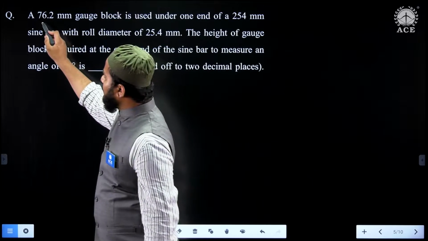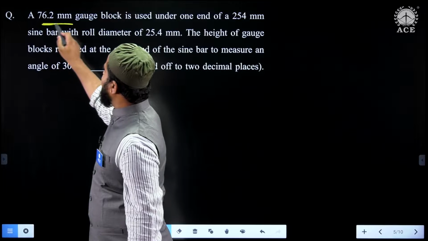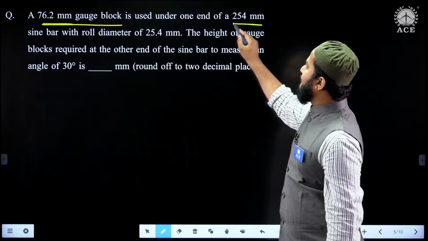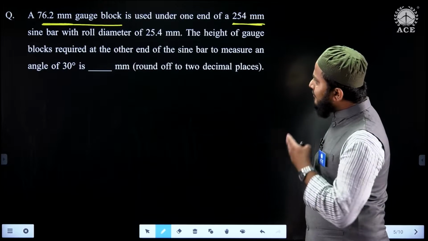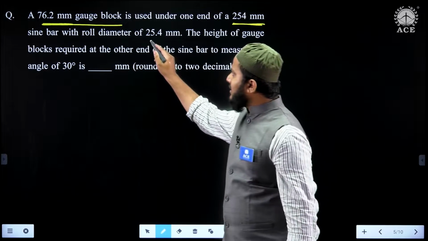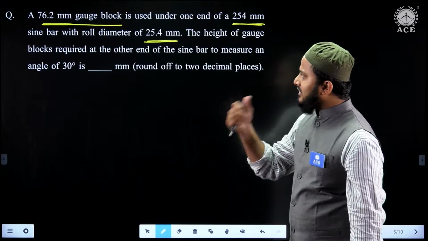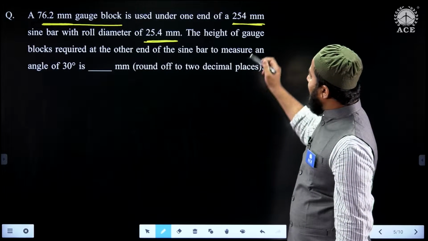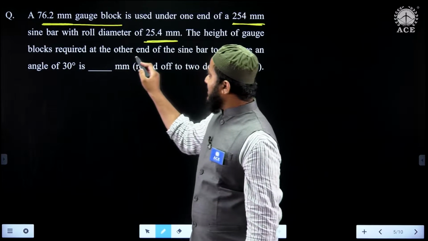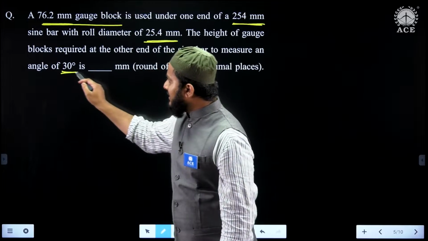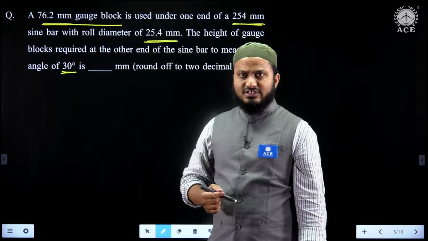A 76.2 gauge block is used under one end of the 254 sine bar with roller diameter of 25.4, meaning the sine bar roller diameter is also given. Height of gauge blocks required at the other end of the sine bar to measure an angle of 30 degrees, right? Numerical answer type question.